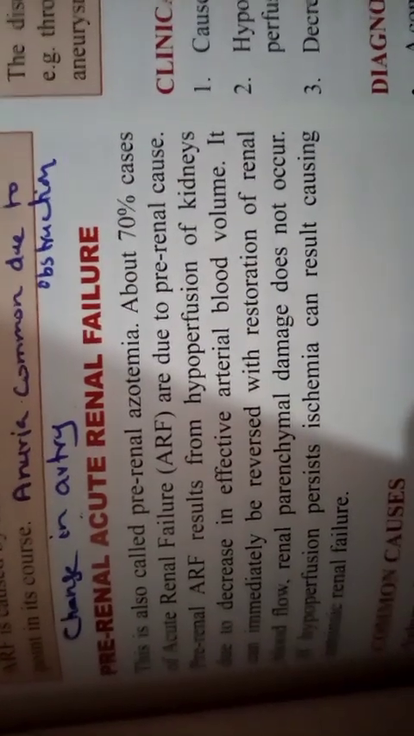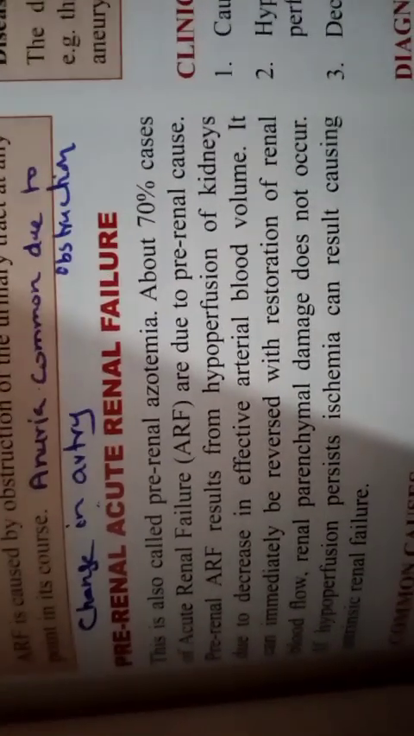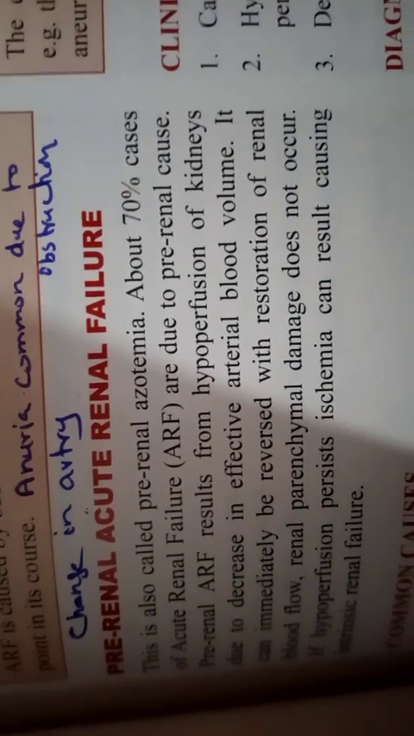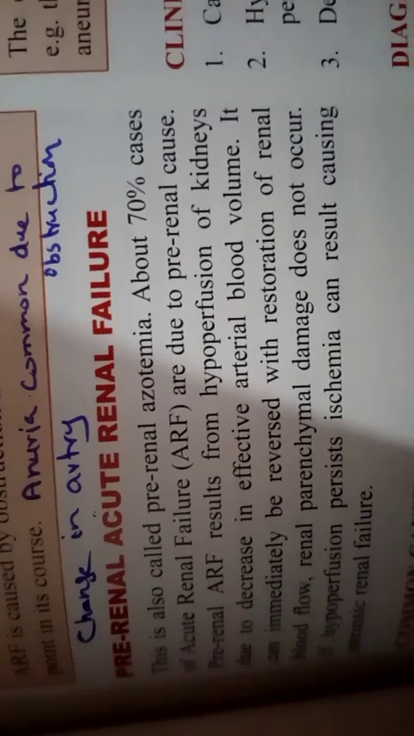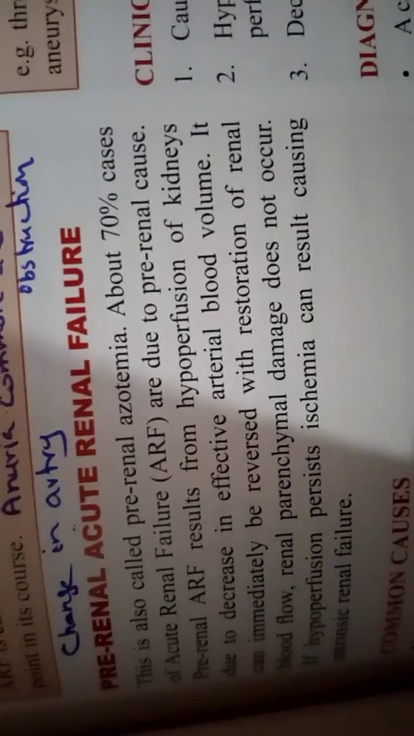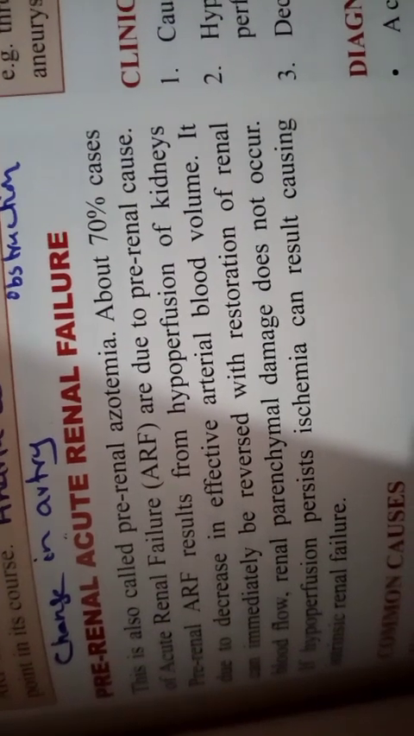Now we will talk about pre-renal acute renal failure. This is called pre-renal azotemia. About 70% of the cases of acute renal failure are due to pre-renal causes. Pre-renal ARF results from hypoperfusion of the kidney due to a decrease in effective arterial blood volume.